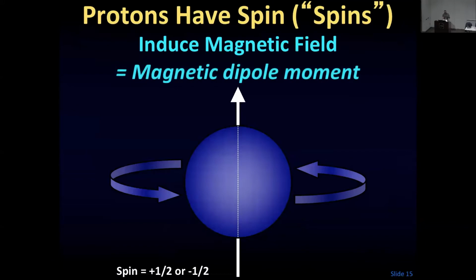Now, it would be nice if we could just simply say that protons have spin, spins induce a magnetic field, and we could just call it the induced magnetic field, but that would be too simple. So instead we call it the magnetic dipole moment. Now, I am the messenger. I did not invent this terminology, but just be aware that the quantum mechanical property called spin creates or induces a magnetic field. That magnetic field is known as the magnetic dipole moment.